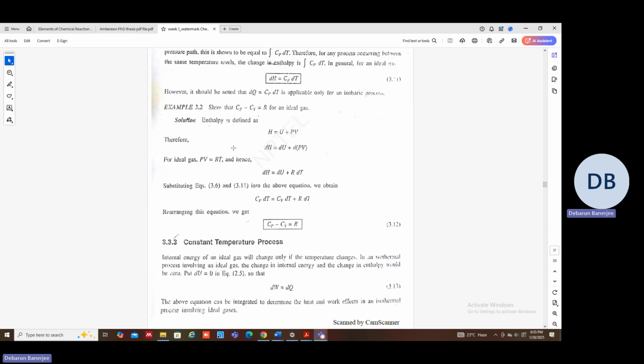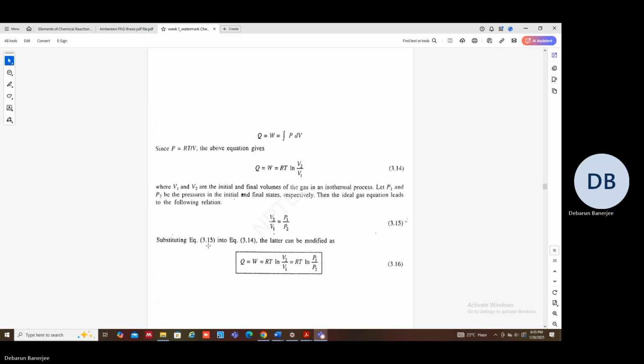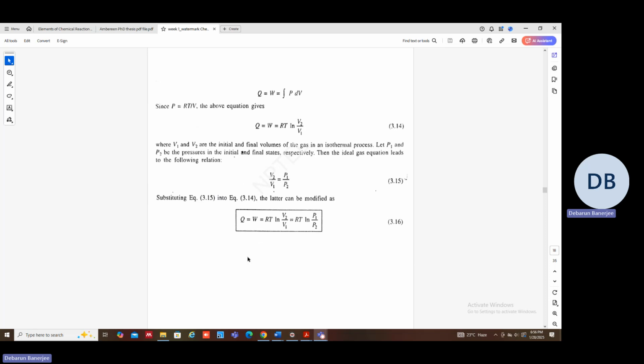For an isothermal process, dW equals dQ. So Q equals the integral of PdV. Q equals RT ln V2 by V1, since PV equals RT. So V2 by V1 equals P1 by P2. So Q equals W equals RT ln V2 by V1 equals RT ln P1 by P2.